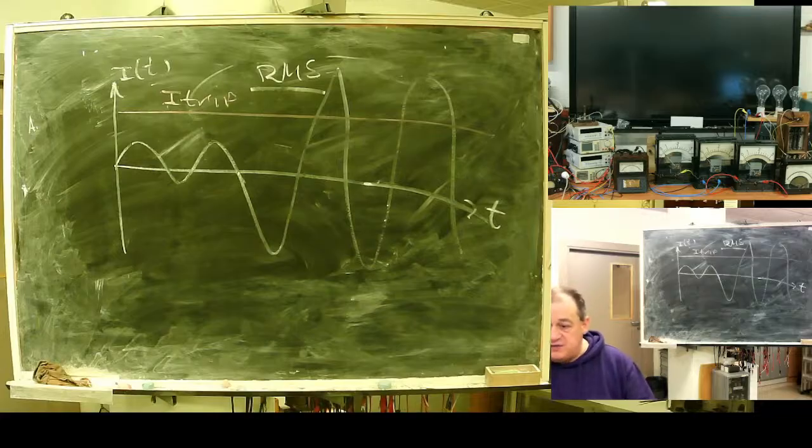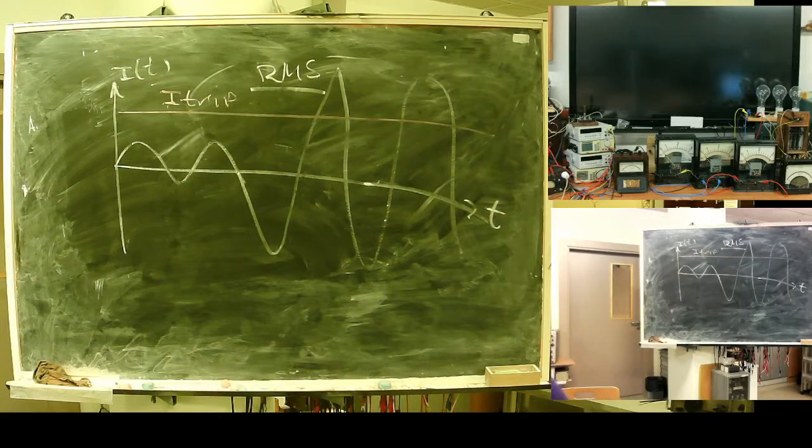So effective value is DC current or voltage producing same amount of energy, in case of active watt, same amount of heat as measurable AC. Equivalent in energy.